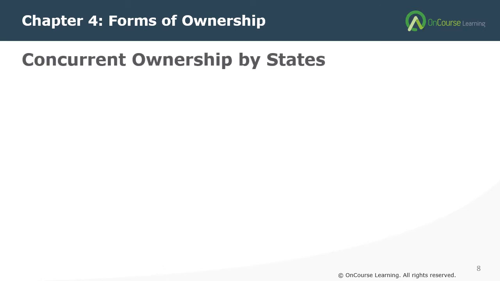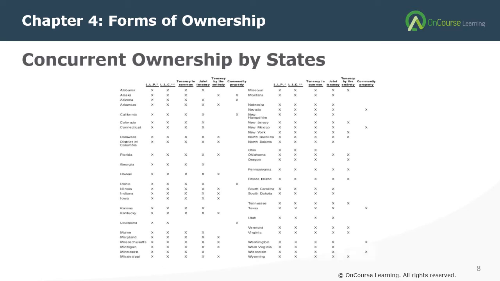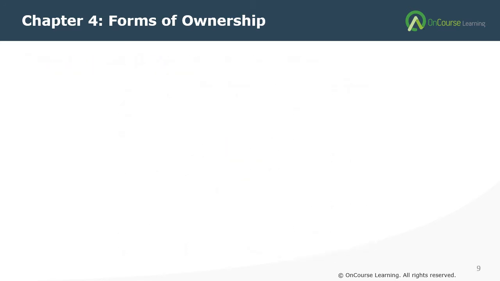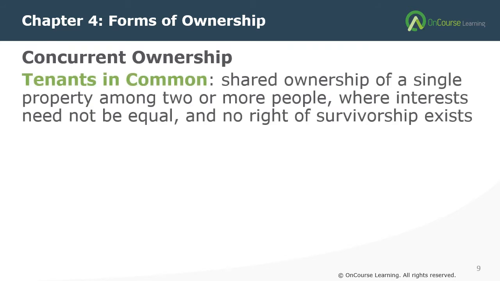When it comes to concurrent ownership, different states in the United States recognize these different forms. Not all states recognize all forms. So let's get on concurrent forms of ownership. The first is what's called tenants in common. This is shared ownership of a single property among 2 or more people or entities where interests need not be equal and no right of survivorship exists.